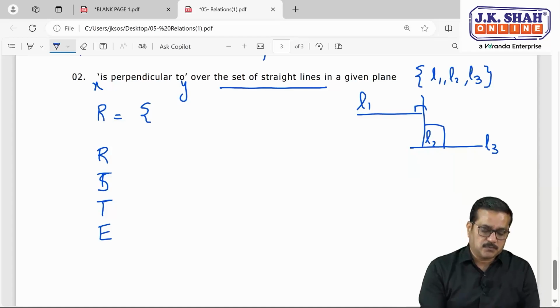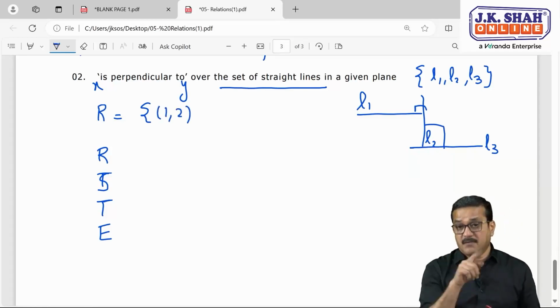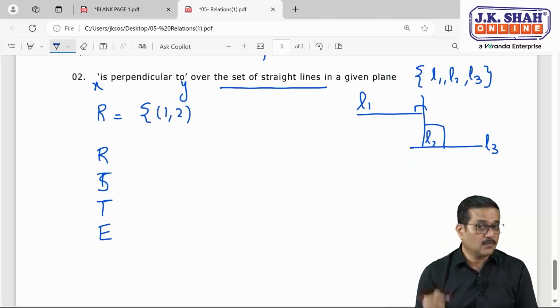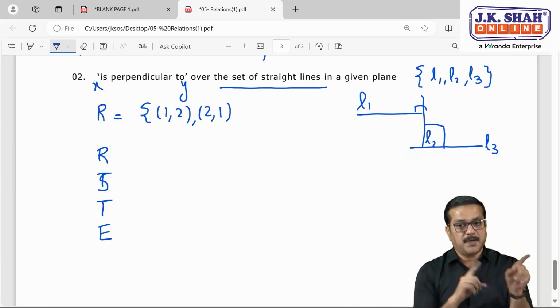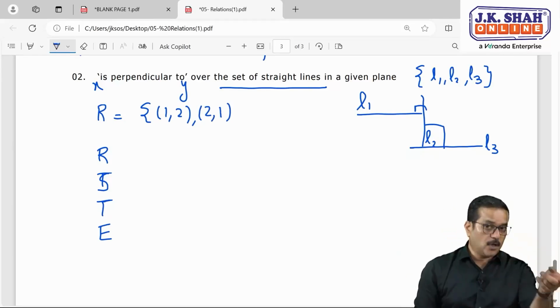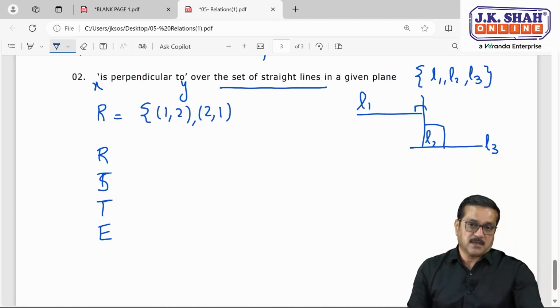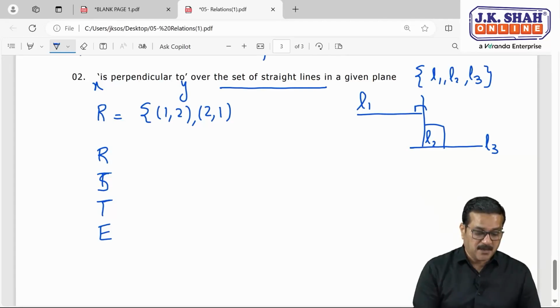Can we have 1, 2? Yes. L1 is perpendicular to L2. So 1, 2 can come. Can 2, 1 come? If L1 is perpendicular to L2, then L2 is also perpendicular to L1. We can see the diagram. So if 2, 1 also satisfies this condition, the first line has to be perpendicular to the second line. Is 2 perpendicular to 1? Yes. Symmetry wins.